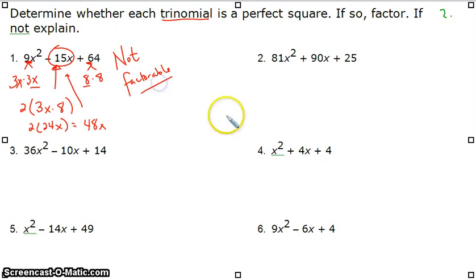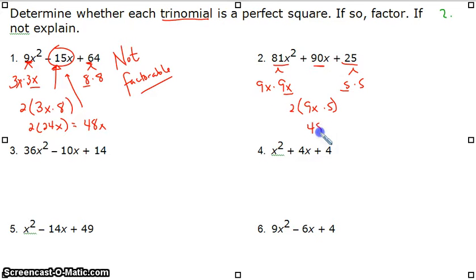Okay, good. Let's go to number 2. And let's look at the first term and the last term. Are these perfect squares? Yes. We got 9x times 9x is 81x squared. And we know that the square root of 25 is 5 times 5. Okay, so now we're going to check to make sure it adds up to this middle term here of 90 by taking one of those, 9x's, times 5, and we're going to double it.